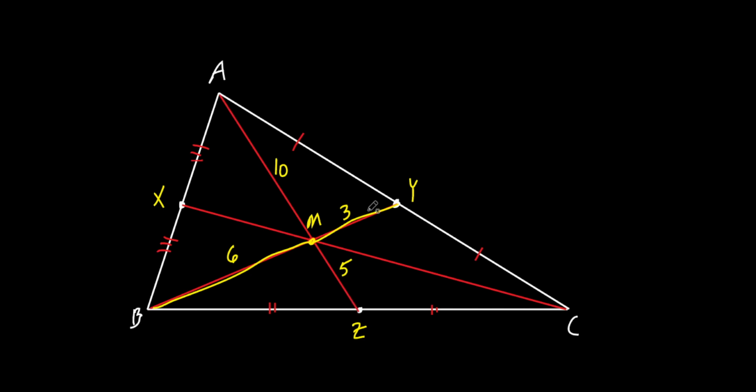What is BY? It's 9. Got a 6 and a 3. Now let's make up another number. Let's say this was 7. Then MC is going to be 14. What's XC going to be? 21.